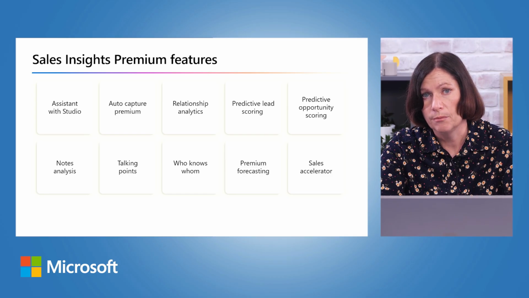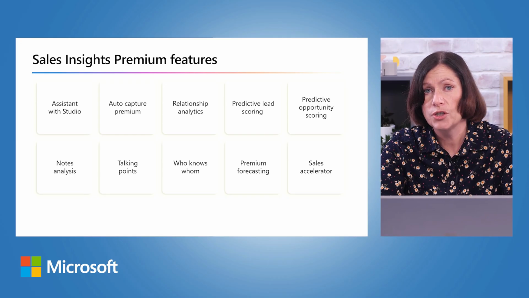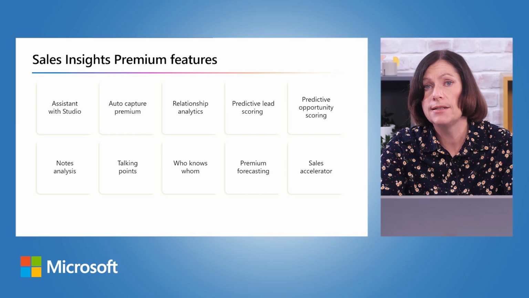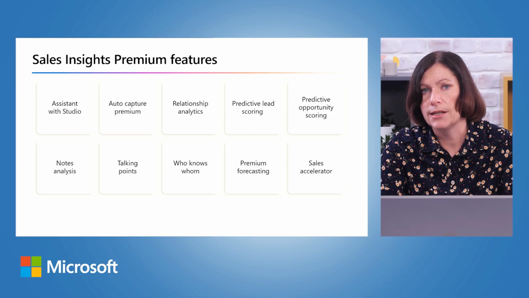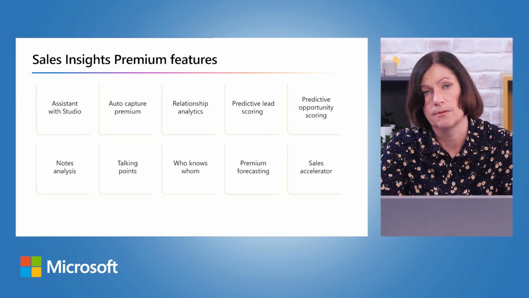Auto Capture Premium expands on the capabilities of Auto Capture and provides suggestions related to appointments and contacts. Relationship Analytics gathers information from Dynamics 365 Sales for key performance indicators and activity histories and displays it in a graphical representation. Predictive Opportunity and Lead Scoring helps you to focus on revenue generation by providing a score to prioritize efforts on quality leads and opportunities.